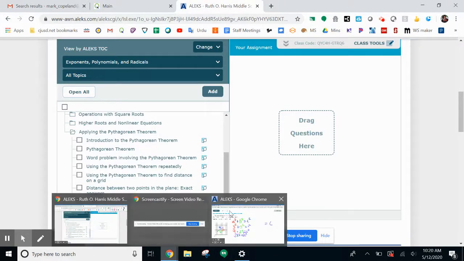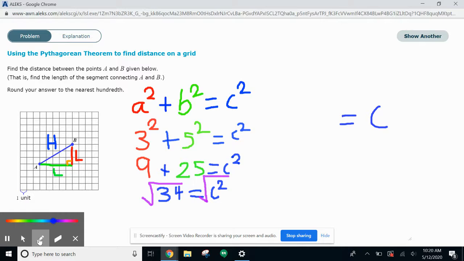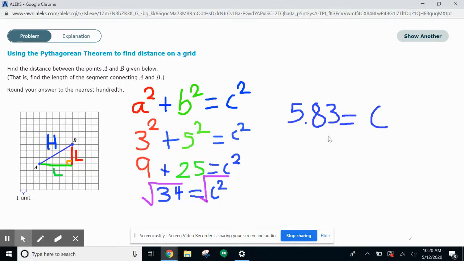And I'll go back to my problem. And so my final answer here will be 5.83, which you can see there's no way we would have been able to count 5.83. Okay, we can't count that distance. The 3 and the 5 we can count, which is how we can go on from our Pythagorean theorem this way. So now our answer is 5.83.